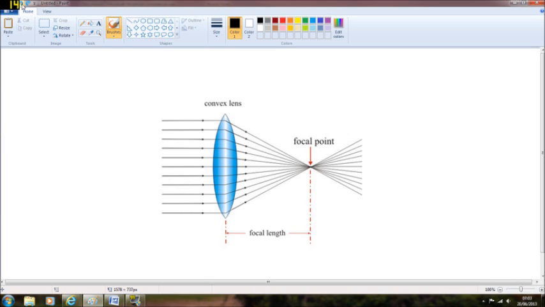The focal length of a lens is just the distance between the middle of the lens and its focal point. So here is the focal point, and you can see it. By the way, this focal point here can also be referred to as the focus.